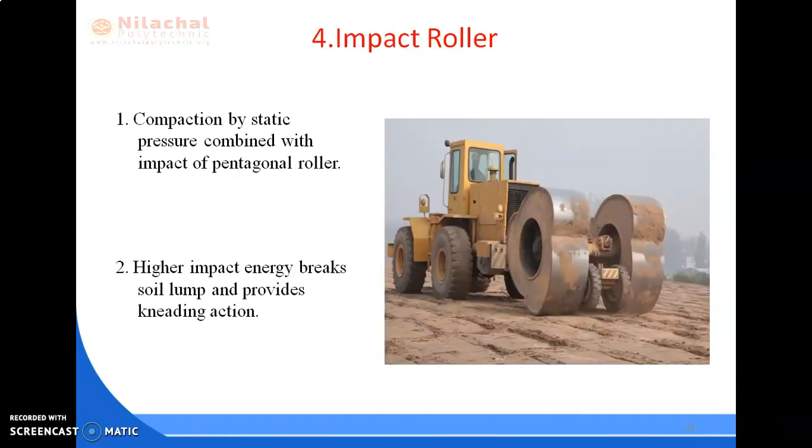Number 4, impact roller. Here the compaction is by static pressure combined with impact of a pentagonal roller, like this. Different shapes are available, not only pentagonal. Higher impact energy breaks soil lumps and provides kneading action. This roller gives better kneading action.